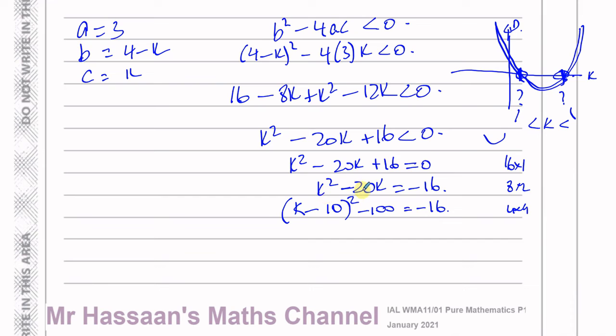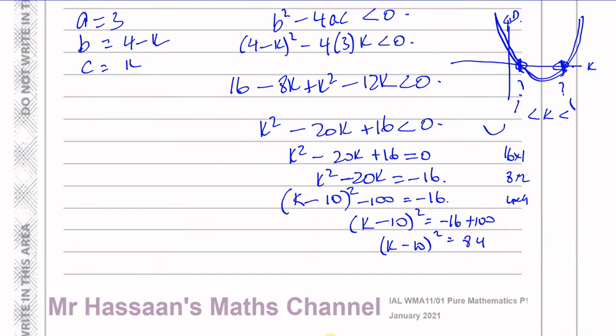So this is the same as that. I haven't done anything except change the form that it looks like. If I expand this, I'm going to get k squared minus 20k plus 100 minus 100, which gives me k squared minus 20k exactly. But I've got this square bracket which will help me to solve. So now I'm going to add 100 to both sides to get rid of that minus 100. So I have k minus 10 squared equals minus 16 plus 100, which is 84. So k minus 10 squared is equal to 84. Now we can take the square root of both sides.